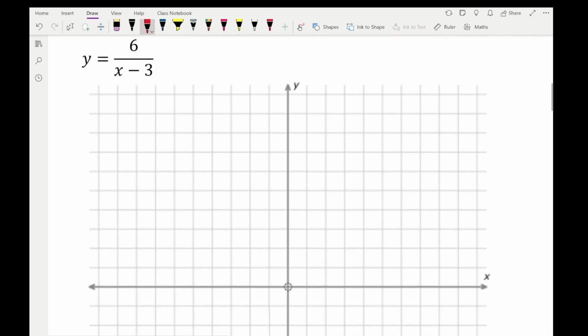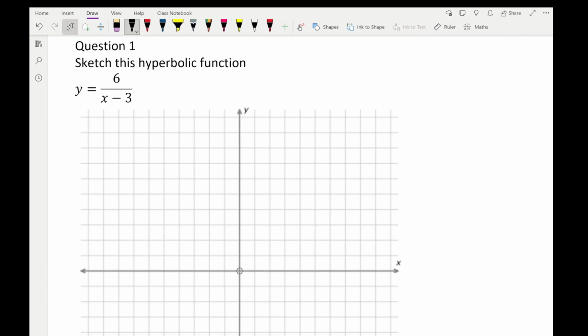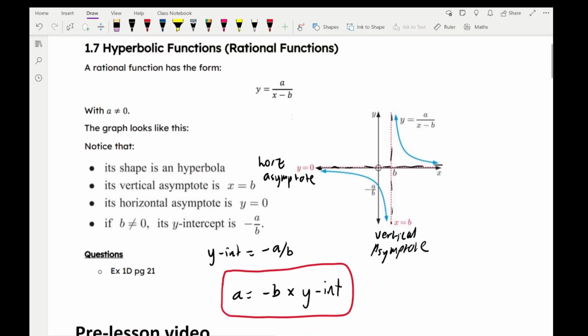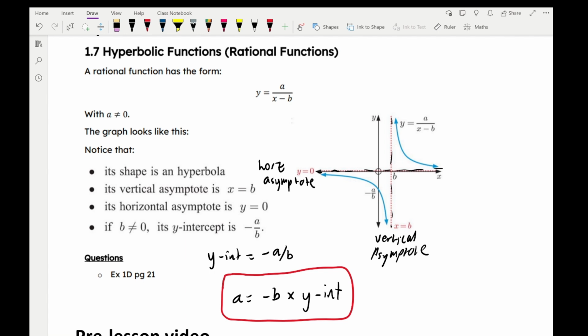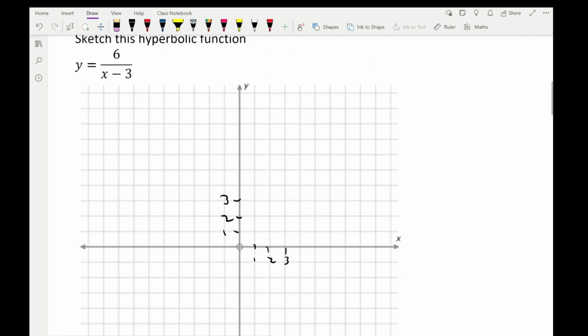Okay, first thing we're going to do is sketch this function. So we'll need a scale. I'm going to go 1, 2, 3, 1, 2, 3, just like that. Now, I know that my vertical asymptote is this number 3 at the end here, and the form of the equation already has a take in there, so that's great. That means that my vertical asymptote is just going to be at positive 3.